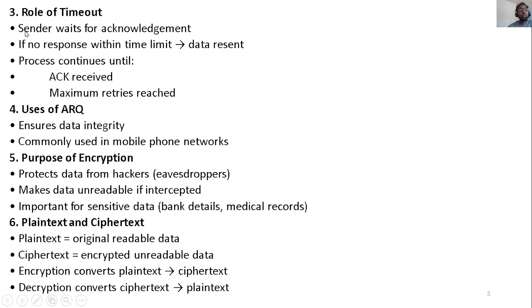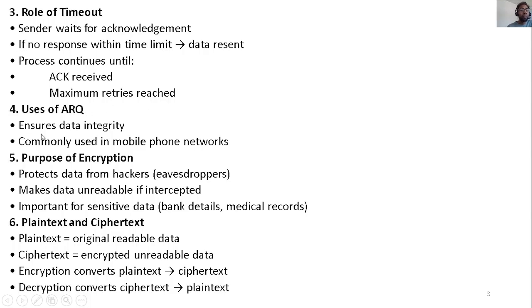Then there is another role of timeout. The sender waits for the acknowledgement. If there is no response within the time limit, data is resent. The process continues until ACK is received or the maximum retries are reached. We retry this acknowledgement and NAK method if the data is not received correctly. For any negative acknowledgement, we keep retrying. We set some limit for the retries. So this process continues until we reach the maximum limit of retries.